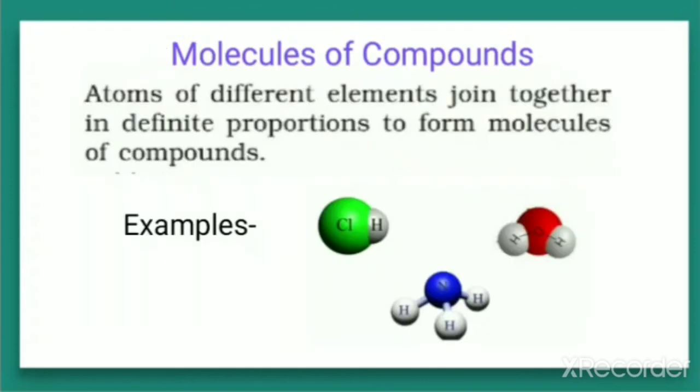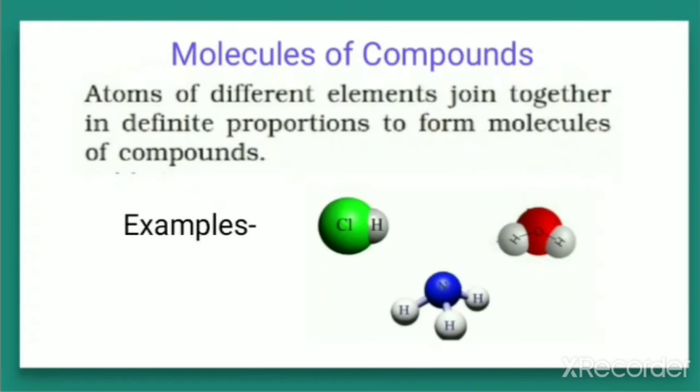Atoms of different elements, that is the more important phrase here. Atoms of different elements joined together in a definite proportion to form molecules of compound. That means they are combining, and always the combination takes place in definite proportion, as we have previously discussed about the law of definite proportion, in which there is a definite proportion in which the atoms are combining.